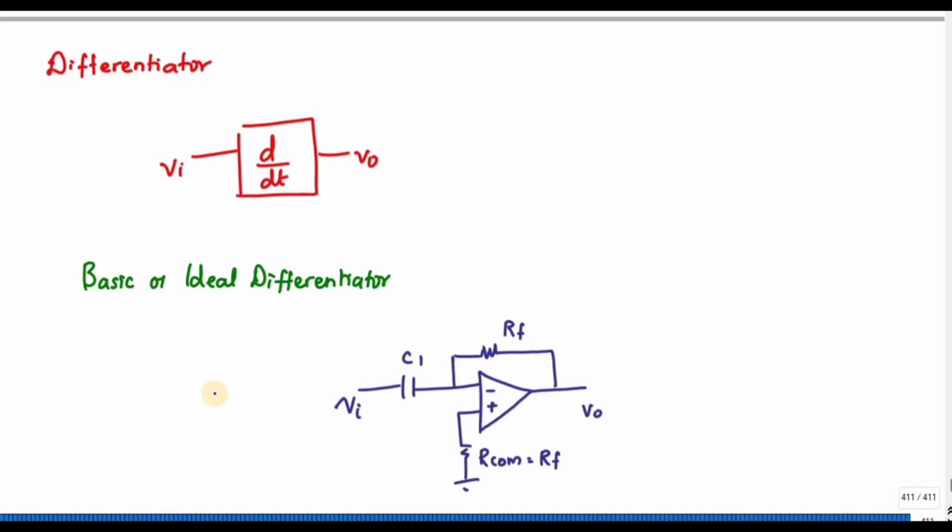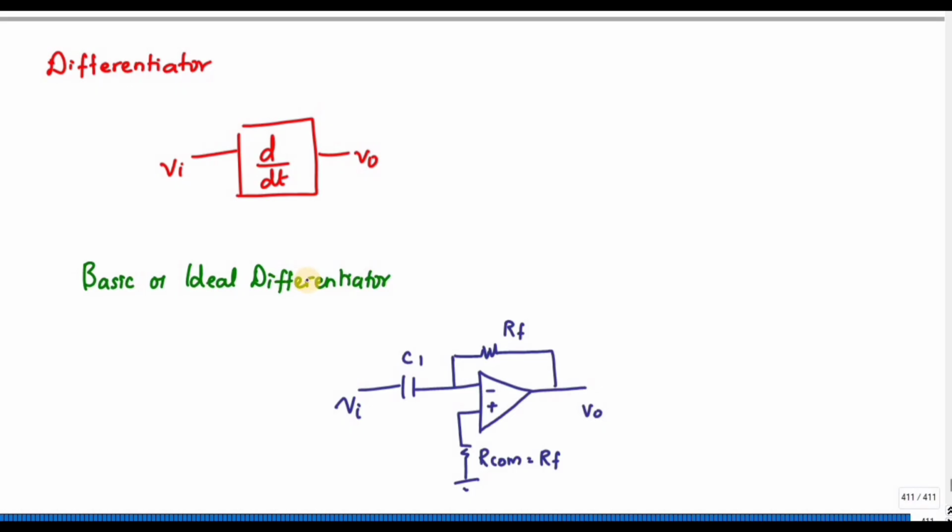In this video, we are going to discuss the differentiator. The differentiator performs the mathematical operation of differentiation. That is, the output voltage is a differentiation of the input voltage. This operation is very useful in order to find the rate of change of a signal which varies with time. So, let us now discuss the basic or ideal differentiator.